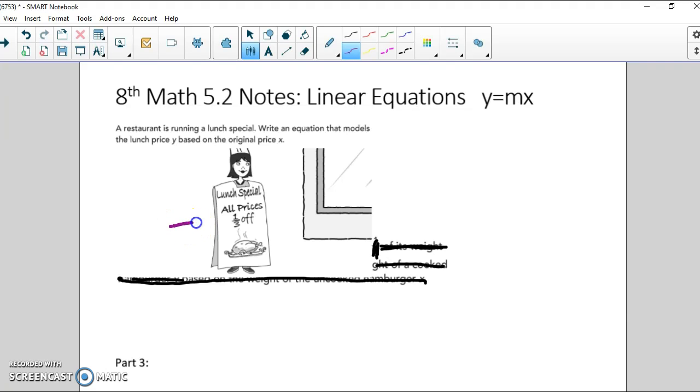Okay, so I know that all prices are 1/3 off. So I need an equation that models the lunch price y based on the original price x. So if my lunch price is 1/3 off, I know that I can take 1/3 and multiply it by the original price, and that's going to give me my lunch price. So 1/3 of x. Of always means times, and this fits my y equals mx form perfectly.